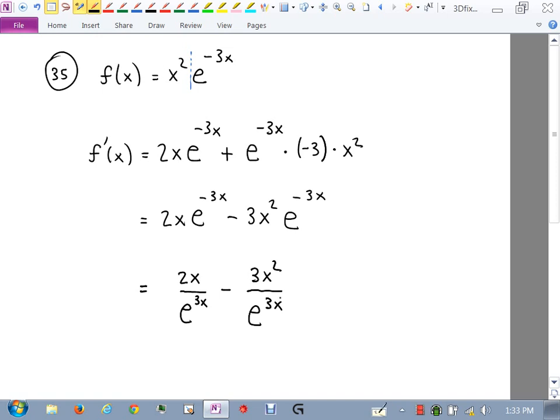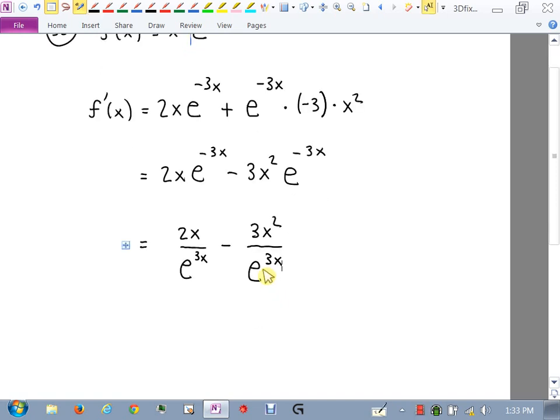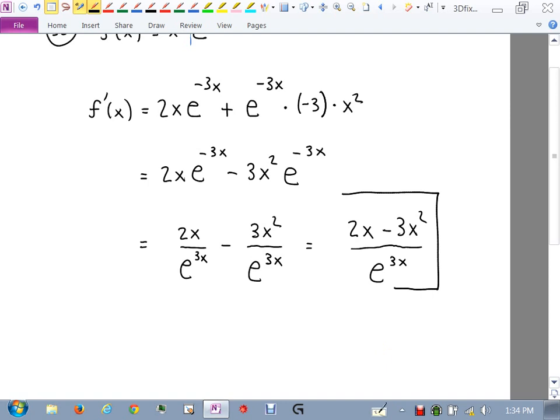But wait a minute, those have the same denominator, don't they? So I can put those together and make it 2x minus 3x squared over e to the x, e to the 3x. Any issues with that? That's a pretty clean derivative. I'm happy with it.